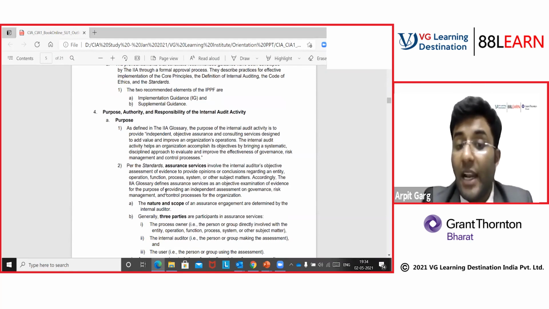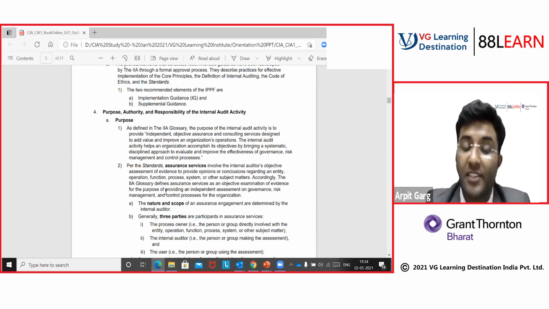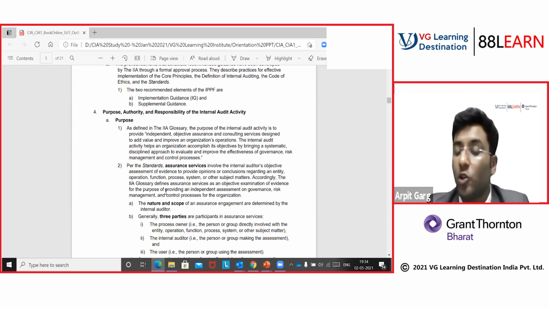Okay. So per the standards, assurance services involve the internal auditor's objective assessment of evidence to provide an opinion or conclusion regarding an entity, operation, function, process, system, or other subject matter. Accordingly, the IIA glossary defines assurance services as an objective examination of evidence for the purpose of providing an independent assessment on governance, risk management, and control processes for the organization. The nature and scope of an assurance engagement are determined by the internal auditor. There are 3 parties, as I have already said, in the assurance engagement.